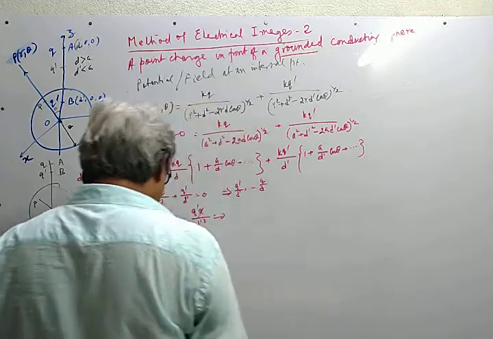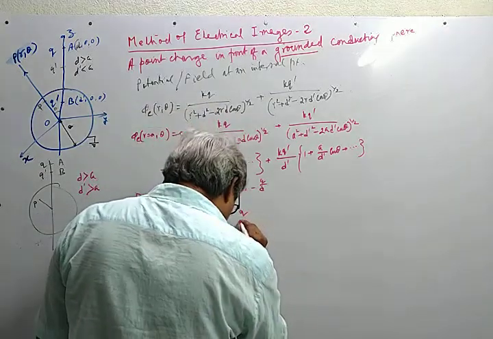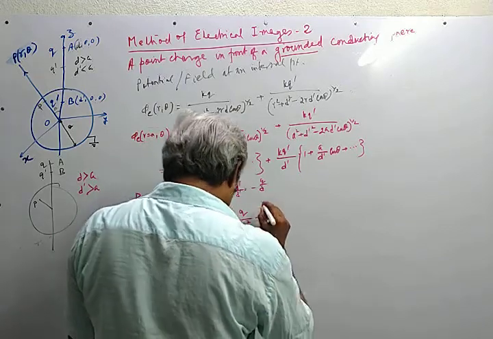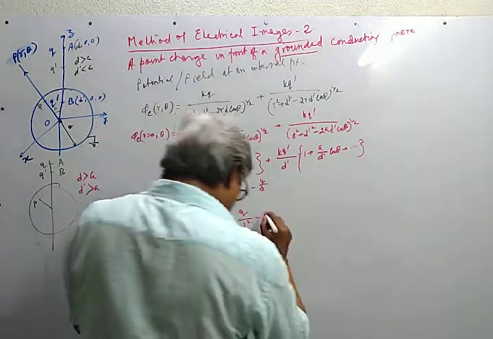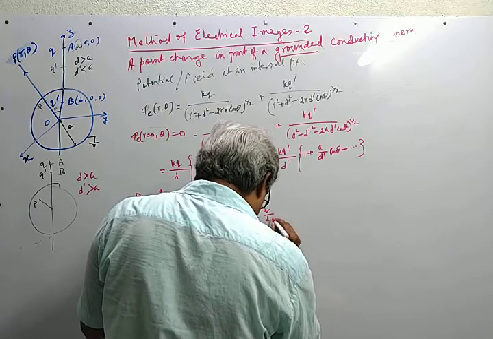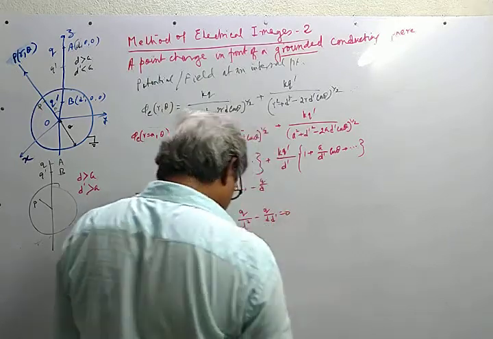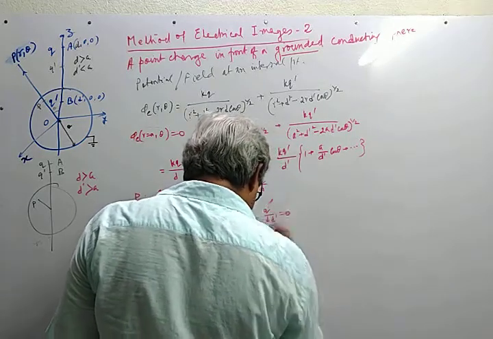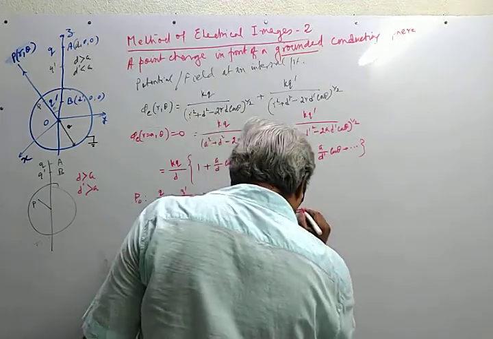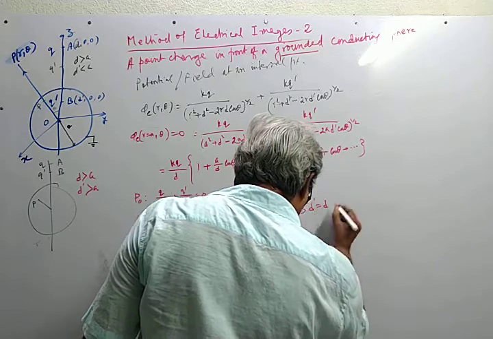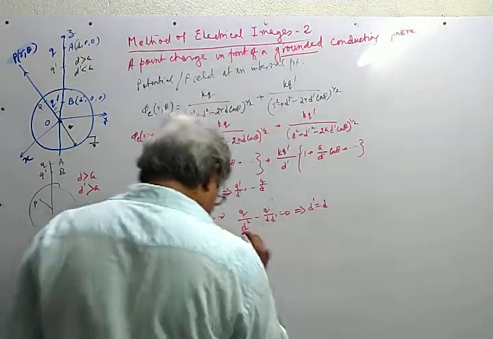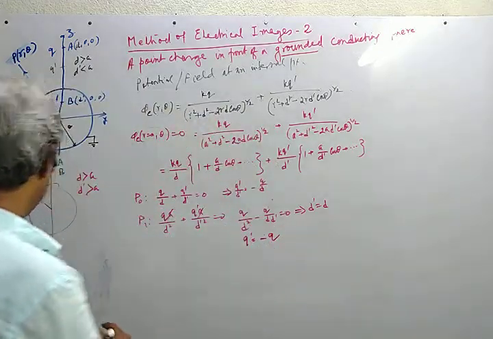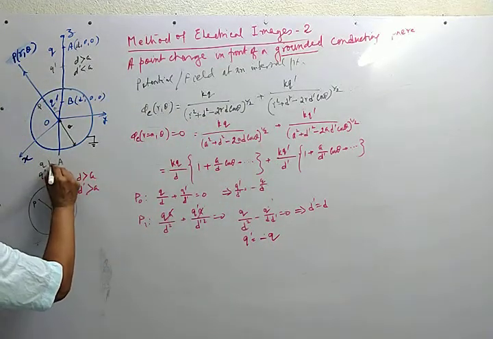If we use this, we get q/d² minus q'/d is q/d into d' is equal to 0. So which leads to d' is equal to d, and if we use this, q' is equal to minus q. That means these 2 points are the same.